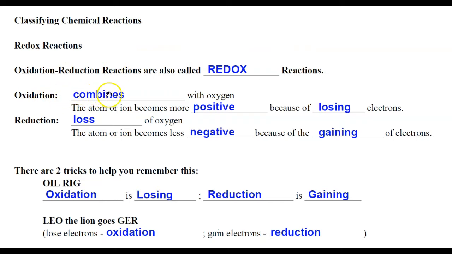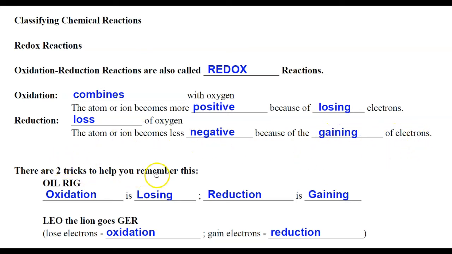Oxidation is when you combine with oxygen and the atom or ion becomes more positive because of losing electrons. Reduction is loss of oxygen. The atom or ion becomes less positive because of the gaining of electrons.